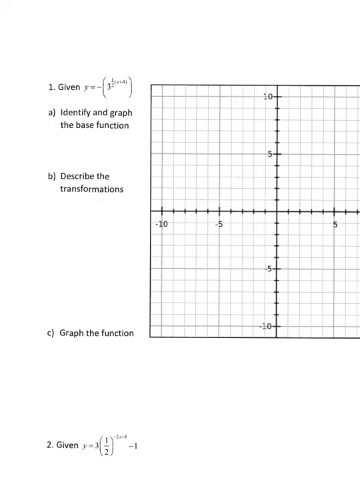We will do two examples. The first one is for exponential growth, when the exponential function is increasing, and the second example is exponential decay, when the exponential function is decreasing.